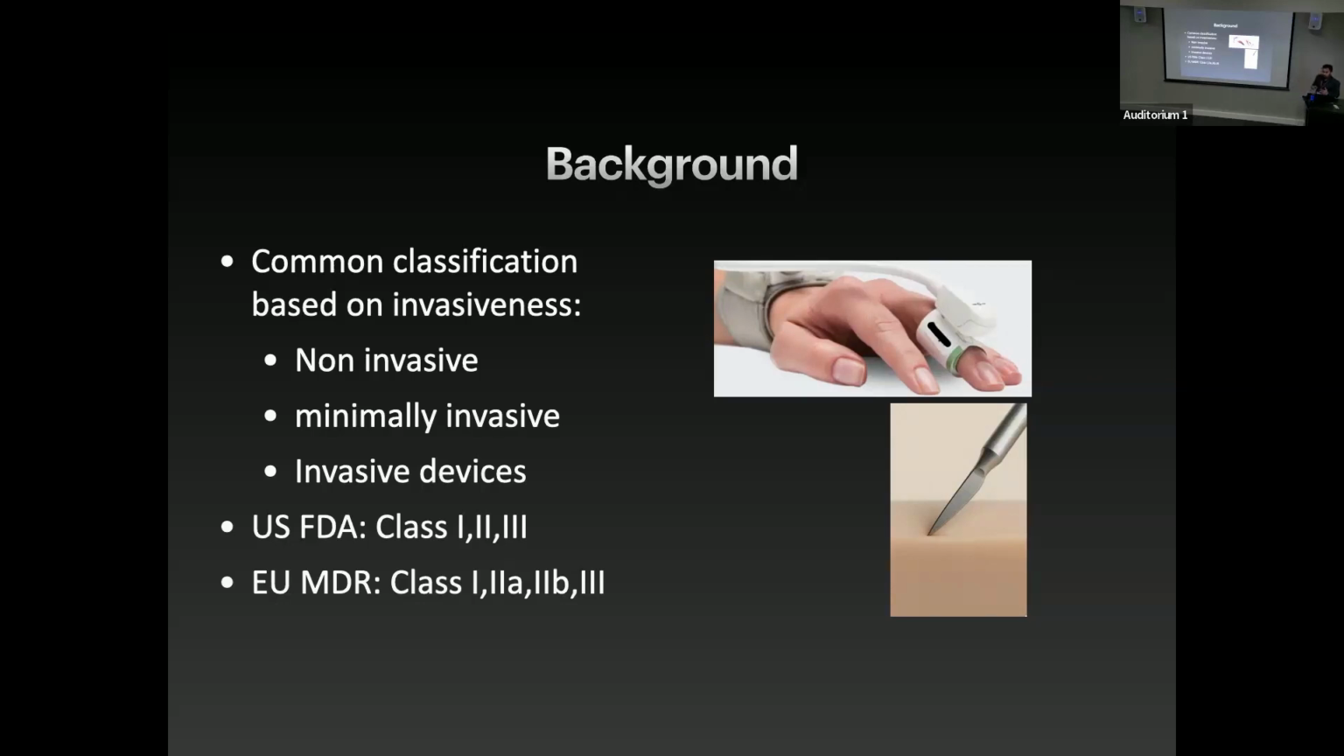Based on the risk, they have to have different kinds of security controls. They have to go through a different kind of submission strategy and follow a different kind of submission process. For example, in the US, we have 3 different classes, with class 1 being low risk and class 3 being high risk. In the EU, we have such classes as well.